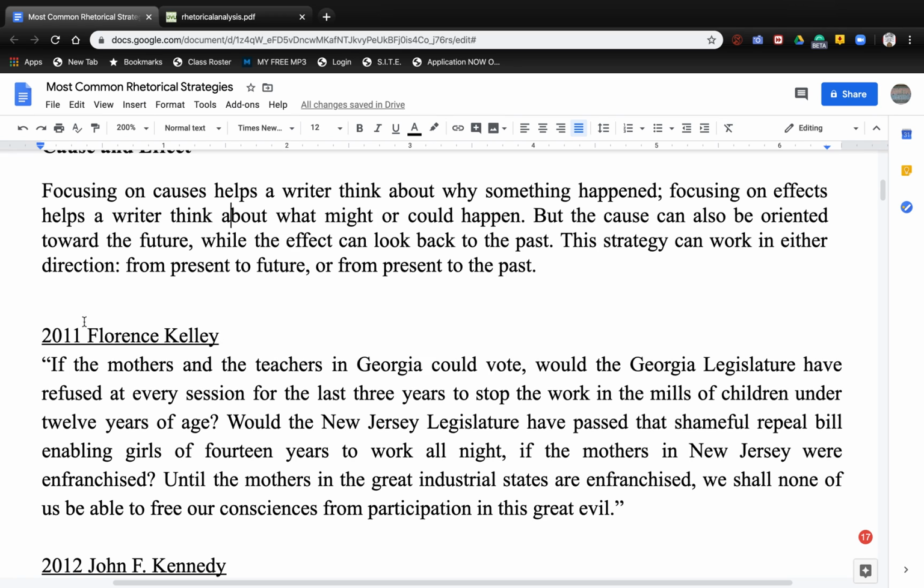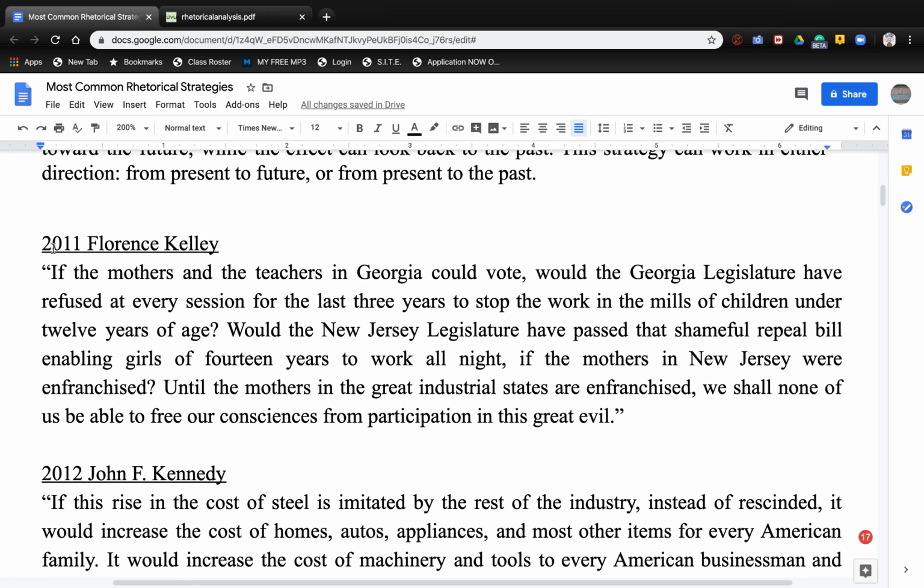So, for instance, take this example from the 2011 prompt from the College Board, Florence Kelly. So, if the mothers and the teachers in Georgia could vote, and here begins the idea, will the Georgia legislature have refused at every session for the last 3 years to stop the work in the mills of children? Stop the work, right? So the connection here is, if we could vote, there would be no child labor. And while she's not making the point in that direct of a way, she is creating a cause and effect.